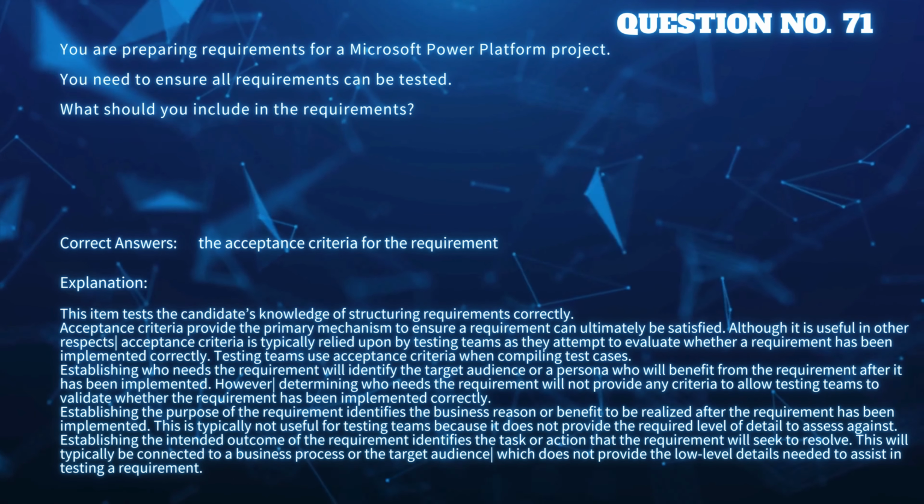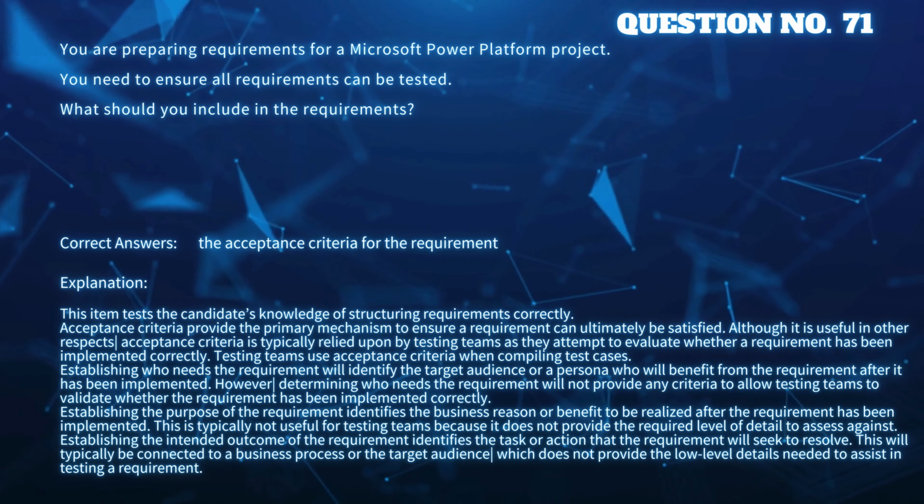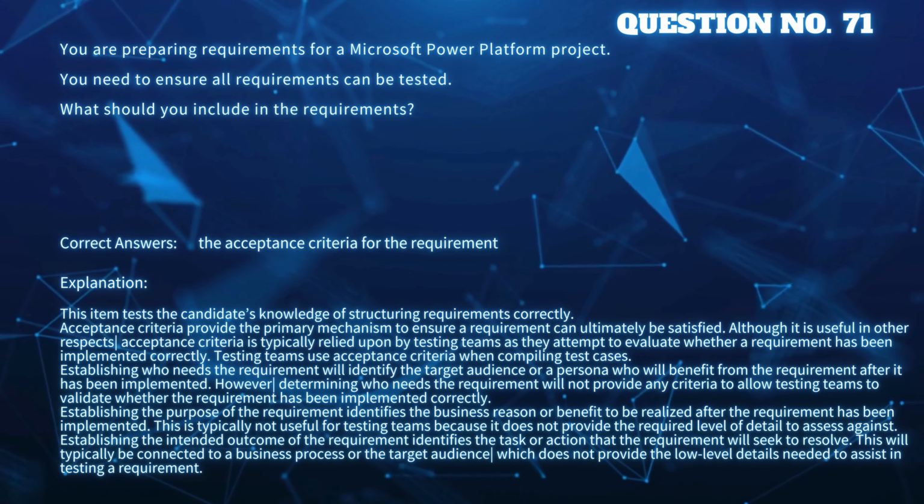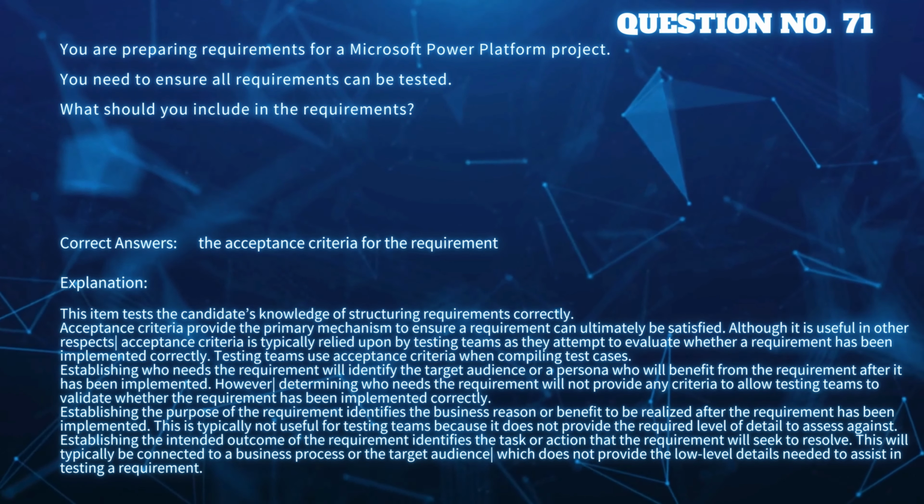Establishing the purpose of the requirement identifies the business reason or benefit to be realized after the requirement has been implemented. This is typically not useful for testing teams because it does not provide the required level of detail to assess against. Establishing the intended outcome of the requirement identifies the task or action that the requirement will seek to resolve. This will typically be connected to a business process or the target audience, which does not provide the low-level details needed to assist in testing a requirement.